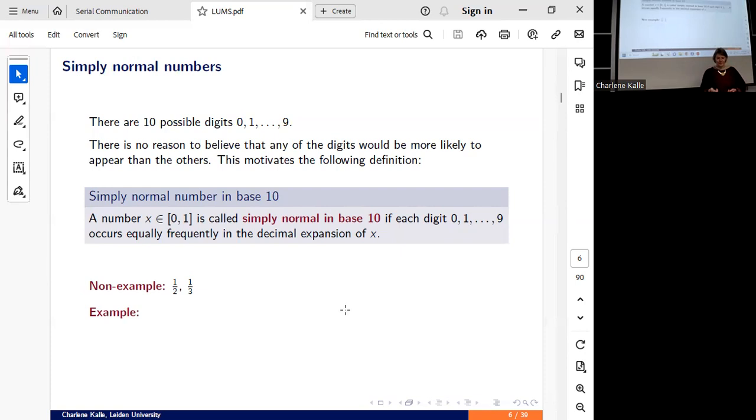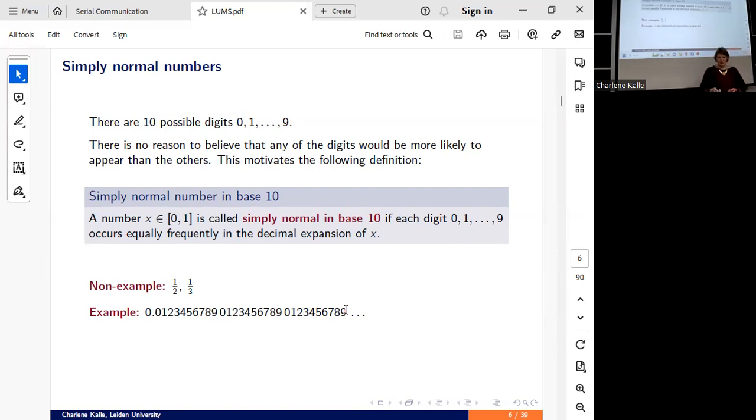They're also not normal. Can you think of an example of a simply normal number in base 10? So what could you do to get a simply normal number? How can you make sure all digits appear? Exactly. Very good. Yeah. So you put all the digits from 0 to 9, and then you start over from 0 to 9, start over from 0 to 9, etc. So this will be normal in base 10. It's not so difficult to show that this is actually true. So it's not so difficult to find a simply normal number.